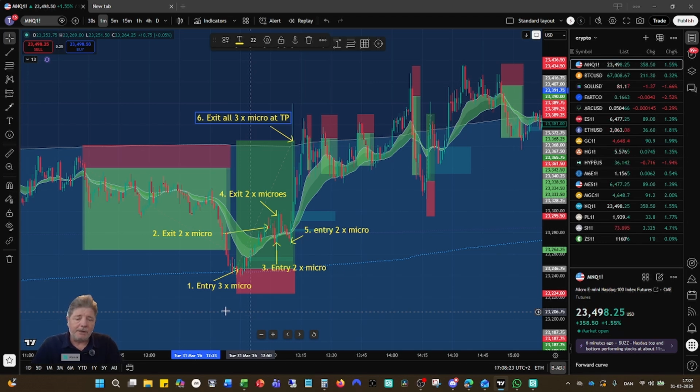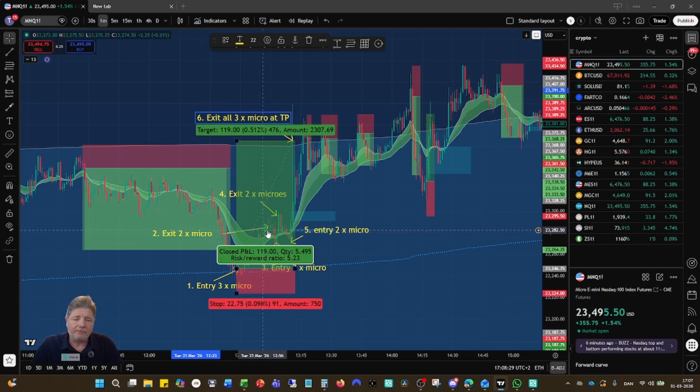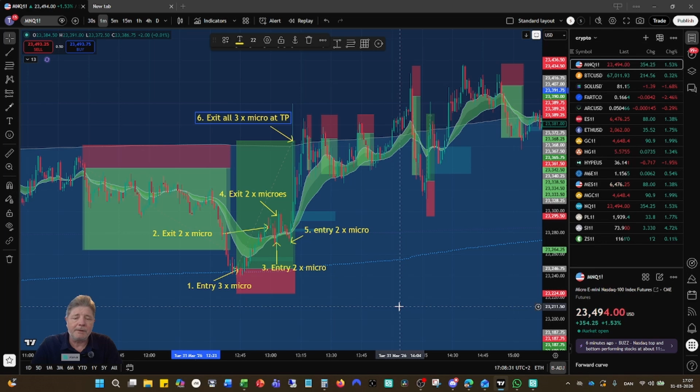So that's number 1. Number 2, we move upwards and we lose a little bit of momentum. So I exit with 2. So basically I take a partial profit here. I move up my stop loss on 2 of the micros, just below, of course, and in this case I am stopped out with 2, so I take the profit on 2.